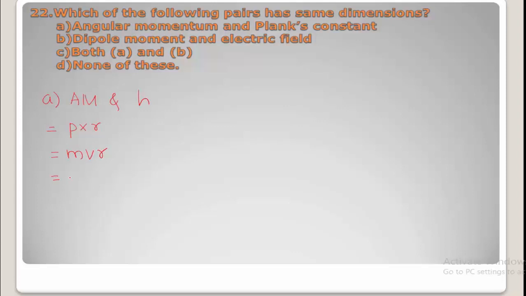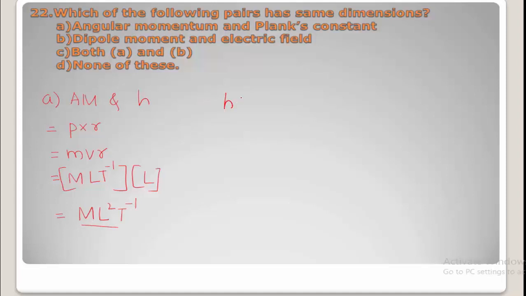So what is the dimension for mass? Capital M. For velocity, the dimensional formula is L T raised to minus 1, and for radius it is nothing but L. So we get M L squared T raised to minus 1. So this is the dimensional formula for angular momentum.